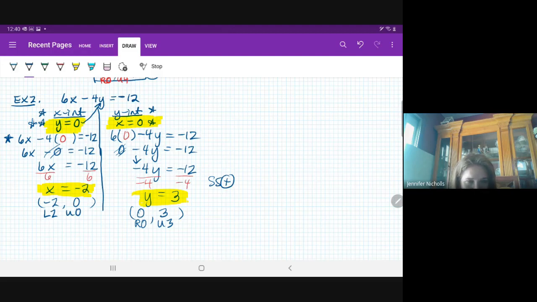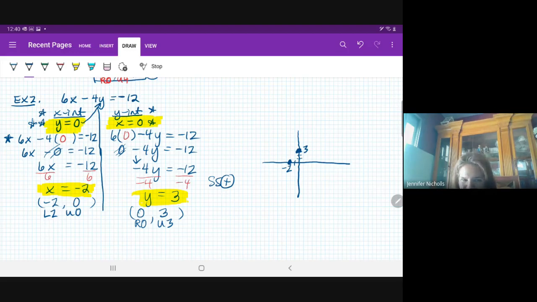And then we're going to graph those. Left 2, up 0. Right 0, don't go right, only go up 3. And then you draw your line through them.